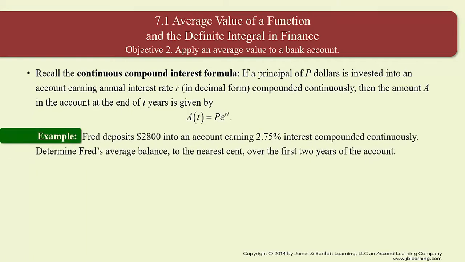So we're going to take a look at this example. Fred puts $2,800 into an account that's earning 2.75% interest compounded continuously. We're going to determine Fred's average balance to the nearest cent over the first 2 years of the account. Make sure you have this written down in your notes because it's time to head off to the chalkboard and work it out.